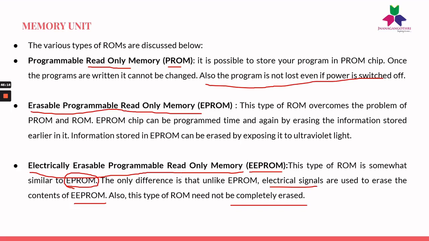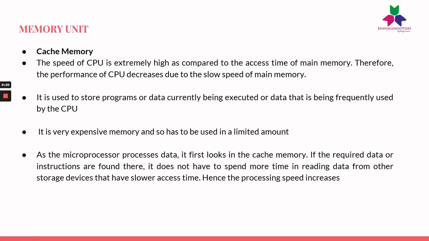Moving on to the next slide. Cache memory. The speed of the CPU is extremely high as compared to the access time of main memory. Therefore, the performance of the CPU decreases due to the slow speed of main memory. In order to increase the performance of the CPU, we insert a very small memory chip between the CPU and memory, whose access time is very close to the processing speed of the CPU. This memory, which is inserted between the CPU and main memory, is known as the cache memory.